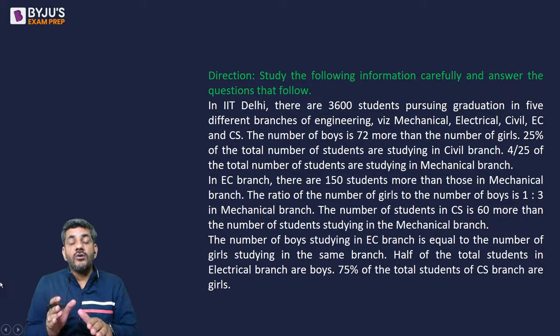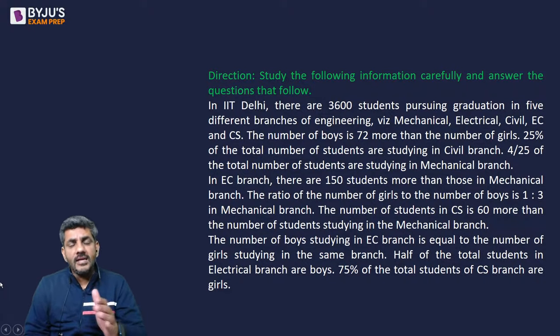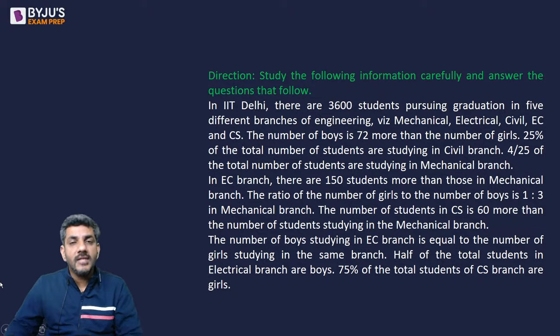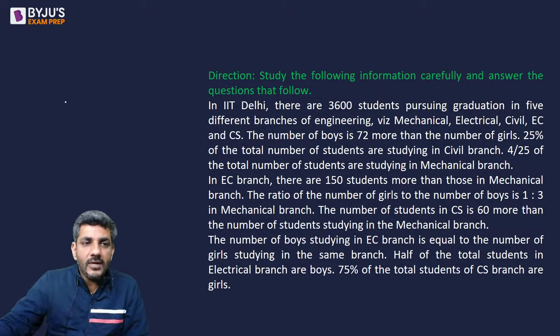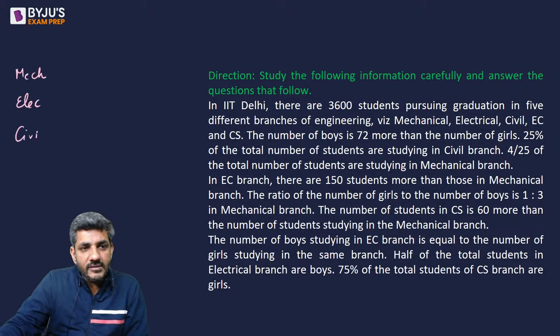So I see that he's talking about all 5 departments and how many students are there in each department. And then he's talking about how many boys and girls are there in these departments. So let's start talking about that only. So we have mechanical, then we have electrical, then we have civil. After that, I have EC, and then I have CS. These are the 5 departments with us, right?